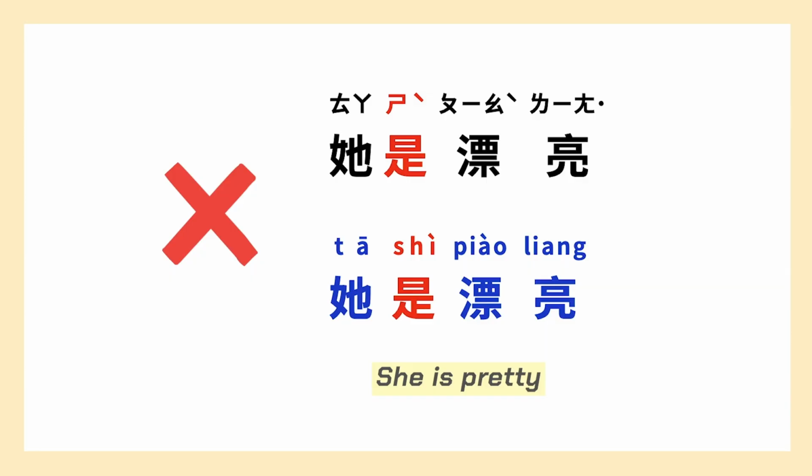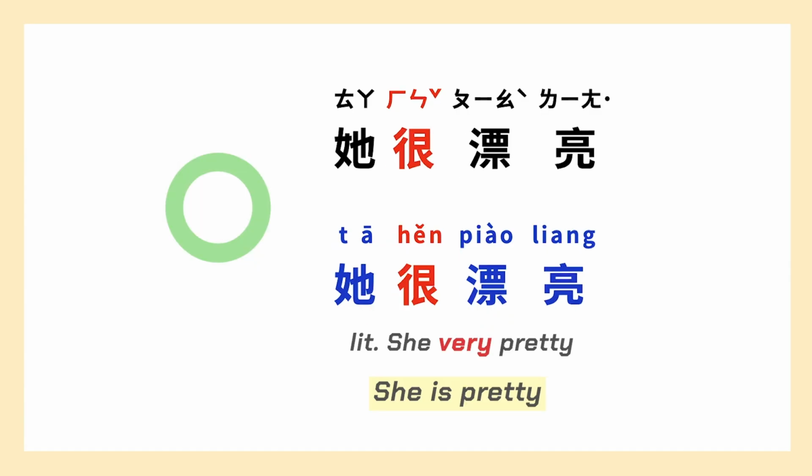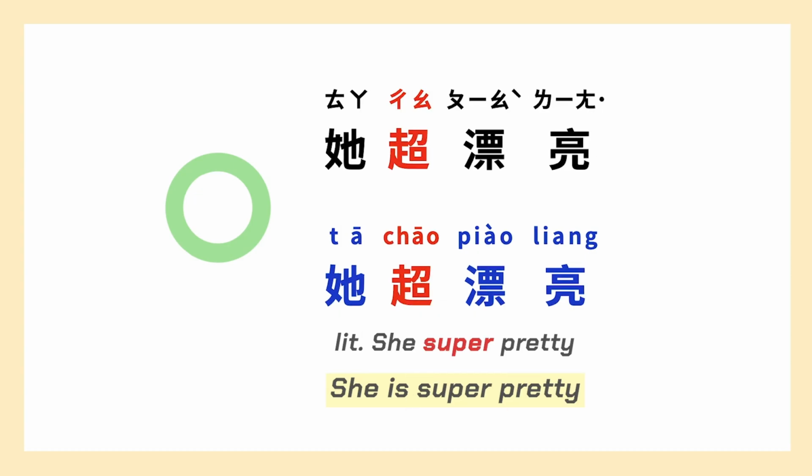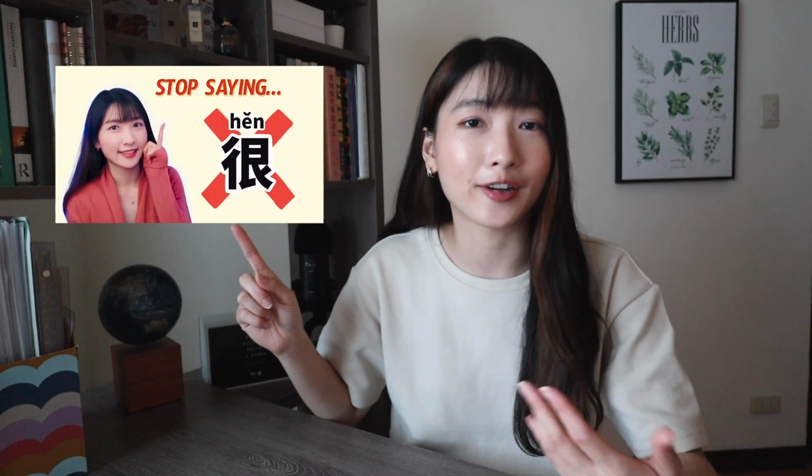Now it's your turn. How would you correct this sentence? 她是漂亮. Yes, you can say 她很漂亮. She very pretty. You can even say 她超漂亮. She super pretty. You can use any degree adverb you prefer. If you'd like to learn more about degree adverbs, here is a video where I talk about alternatives for 很, so you can express yourself in a variety of different ways.